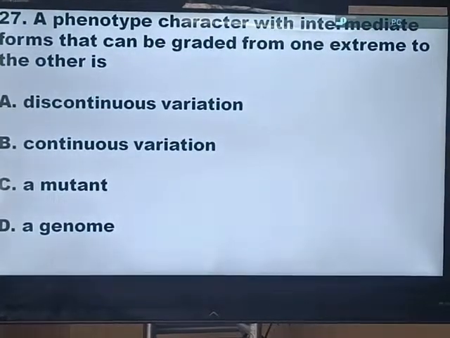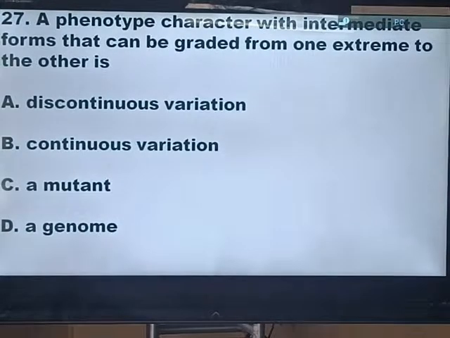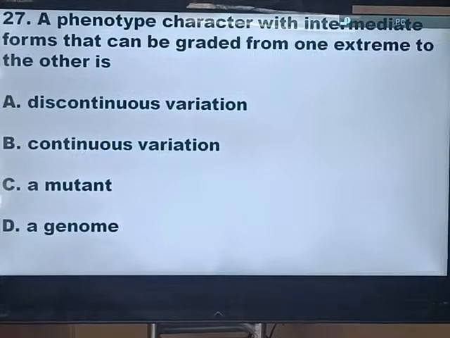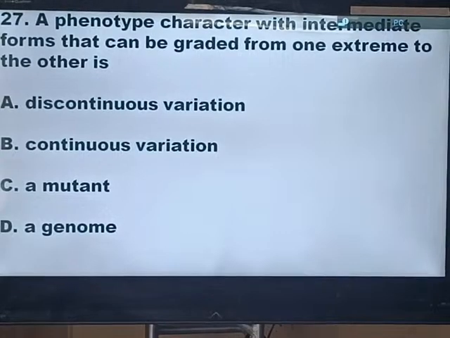A phenotype character with intermediate forms that can be graded from one extreme to the other is dash. That is a classic definition of a continuous variation. A continuous variation is a phenotypic character with intermediate forms and can be graded from one extreme to the other. Now, if I'm talking about continuous variation, height is an example of that, like I've mentioned earlier. Now, there can be two extremes. A person can be very too tall, isn't it?